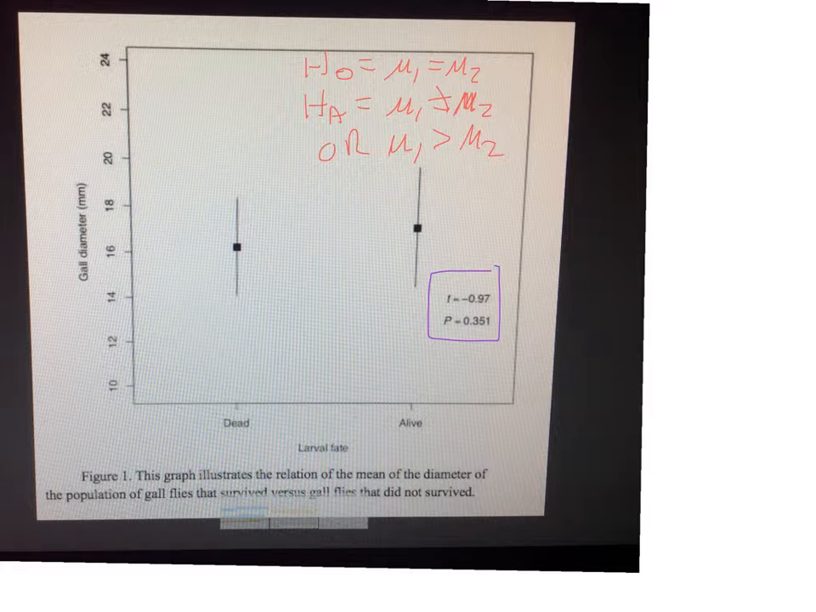From the information that we've got here on the graph, we've got a t-value of, I think it says, negative 0.97, and a p-value of 0.351. That p-value is way high. The p-values we look for are usually around 0.05. That's a 95% significance level for a hypothesis.